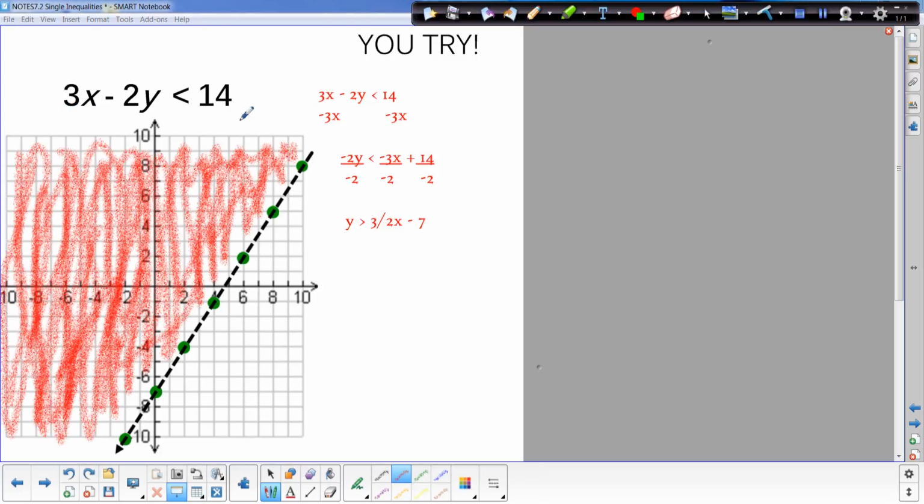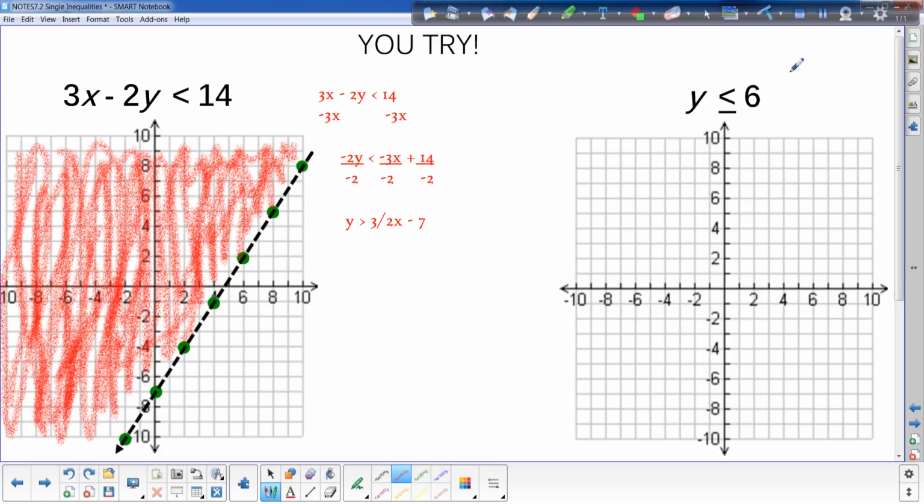Alright, so the first thing we need to do is solve for y. So I subtracted 3x on both sides. And I divided by negative 2. And then I had to switch the sign to a greater than, because I divided by a negative. I grabbed my line, I did dotted, because it wasn't an equal to. And then because it was greater than, I had to shade straight up. So I picked a dot and I shaded straight up. And there's my solutions.